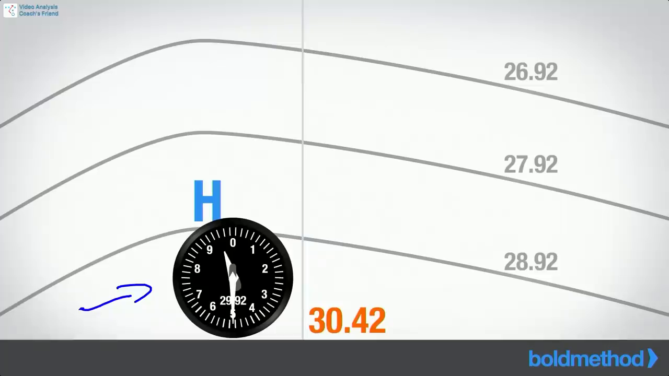And so if someone says, what's going to happen? This is a classic instrument instructor question. If you grab the altimeter knob and spin it up from 29.92 to a higher pressure, what's going to happen? Your altitude's going to increase, because it was showing essentially too low.